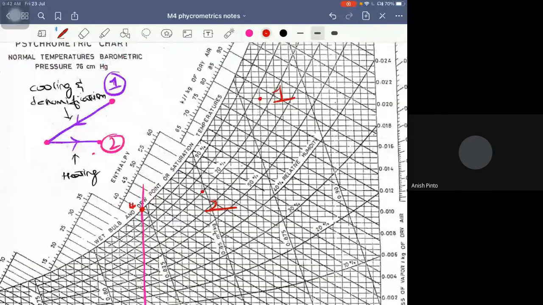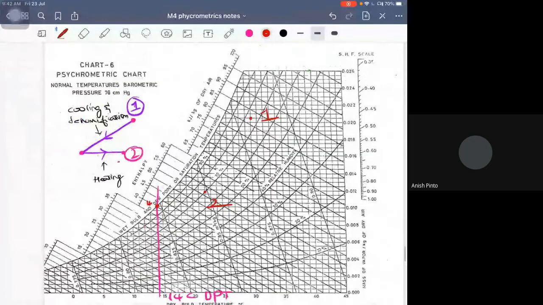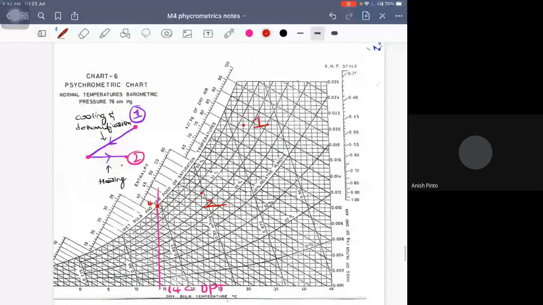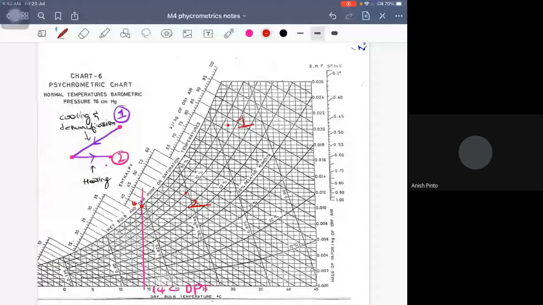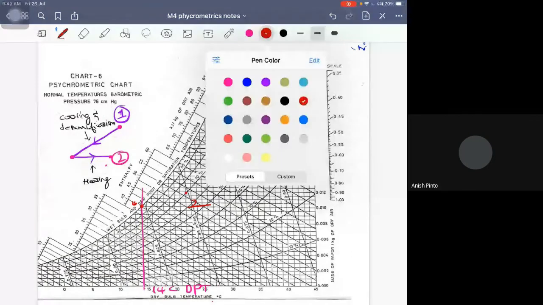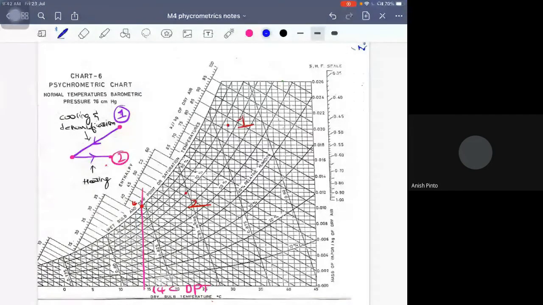Clear? Until now it is clear? Yes, sir. Good. Now, next step, draw a straight line from state 1 to state 4. I'll be using a different color for that. This one is cooling, isn't it? So I'll be using blue. So now what I have to draw? I have to draw a straight line from state 1 to state 4 like this. If it is not straight, I will draw it straight. Okay.